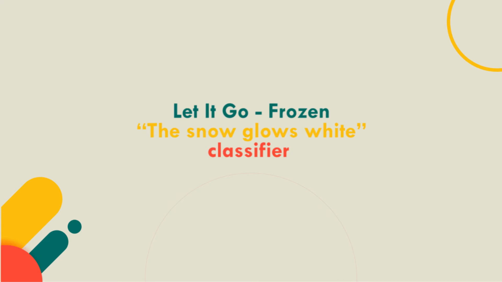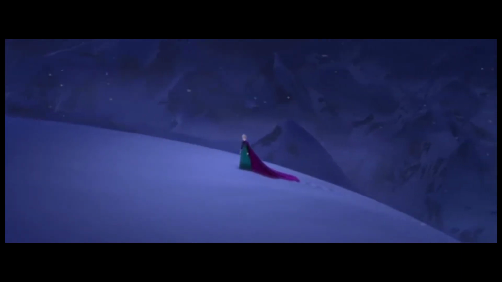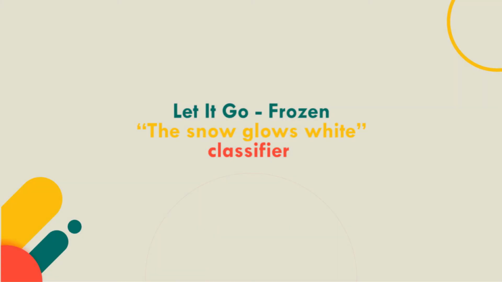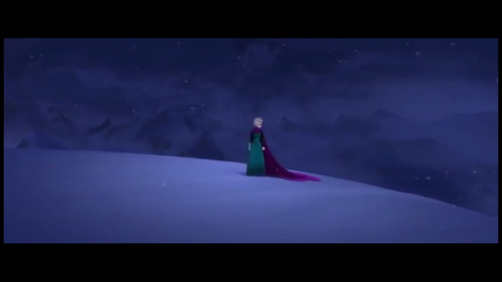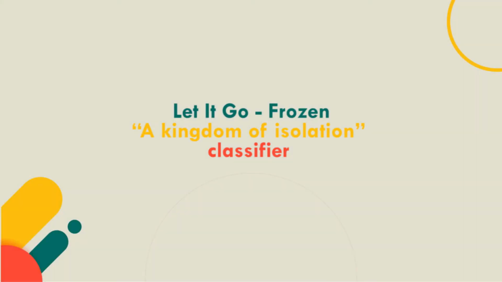There is a lyric, "The snow glows white on the mountain tonight." It is classifier because there is a word white. White is a classifier because it classifies the color of the snow, white snow. And then, "a kingdom of isolation." It also a classifier because it means a kingdom that is isolated. So the classifier is isolation.